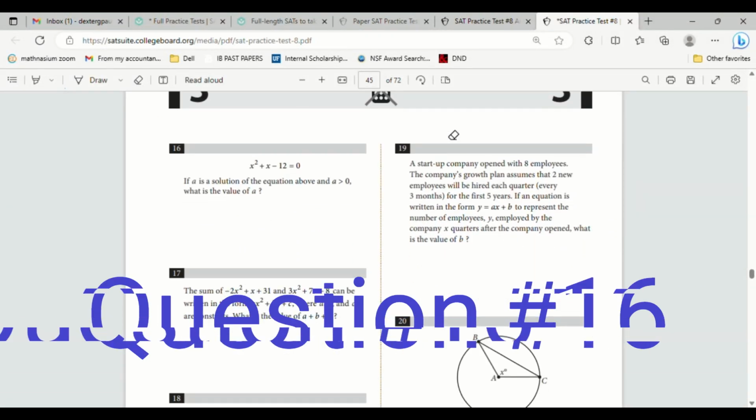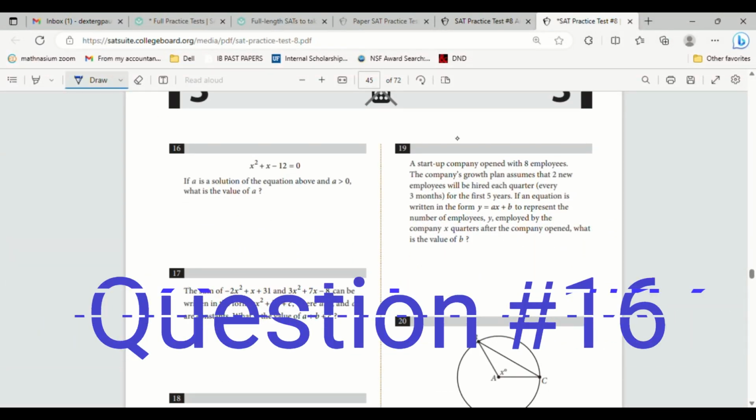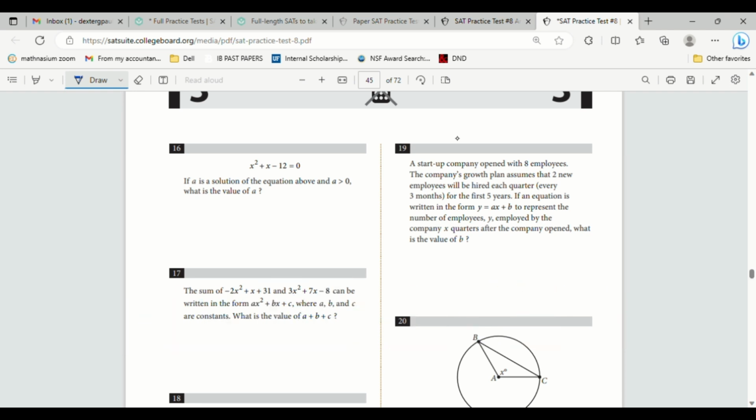Number 16, if a is a solution of the equation above and a is greater than 0, what is the value of a? So I can factor. So I have factors of 12: 1, 2, 3, 4, 6, 12. Factors of 12 that multiply to get negative 12 and add up to get 1, because that's what's in front of the x term. So I'm going to figure out what factors multiply to get negative 12 and add to get 1, and that's 4 and negative 3.